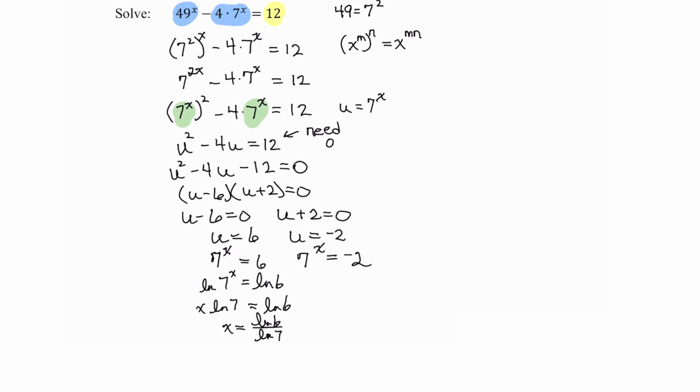Now this other possibility says that 7 to the x, this exponential expression, is equal to negative 2. Well, remember, that can't be true. The exponentials have a range that is greater than 0, so that wouldn't equal negative 2. So our solution to this equation is x is equal to the natural log of 6 divided by the natural log of 7 to give it in its exact form. Now certainly you could also get an estimation, but we are going to leave our answer exact.